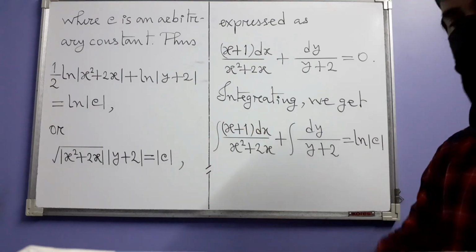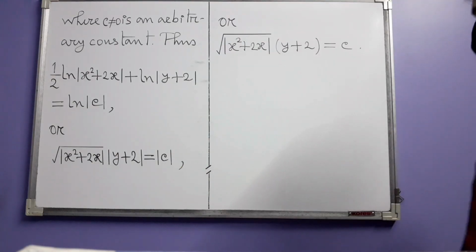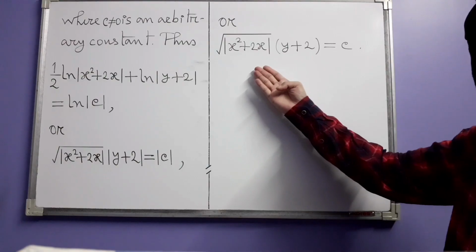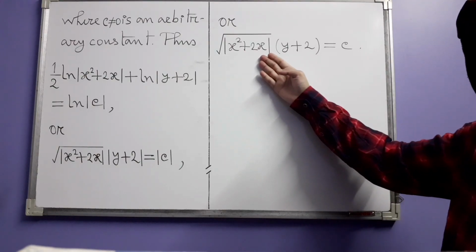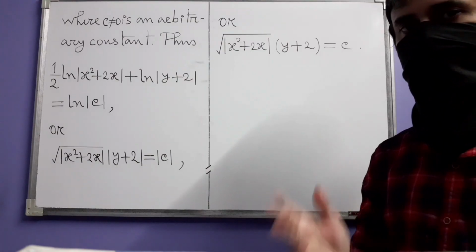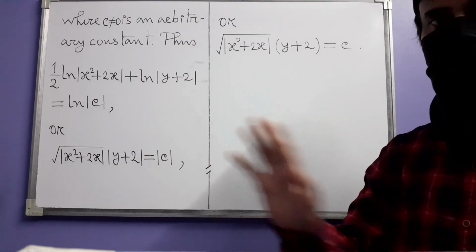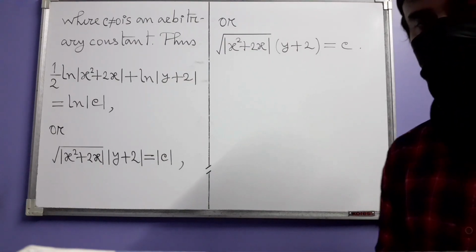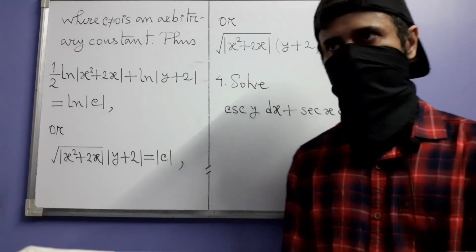So let us write the final line after this, and that is the square root of |x² + 2x| times (y + 2) equals c. This is a one parameter family of solutions of the original differential equation. Next we have number 4.